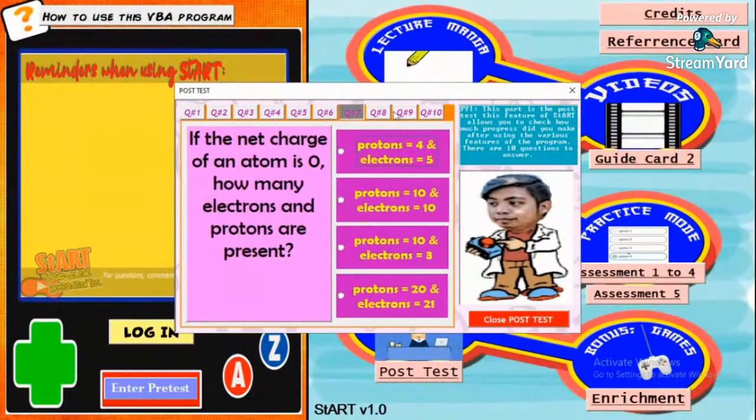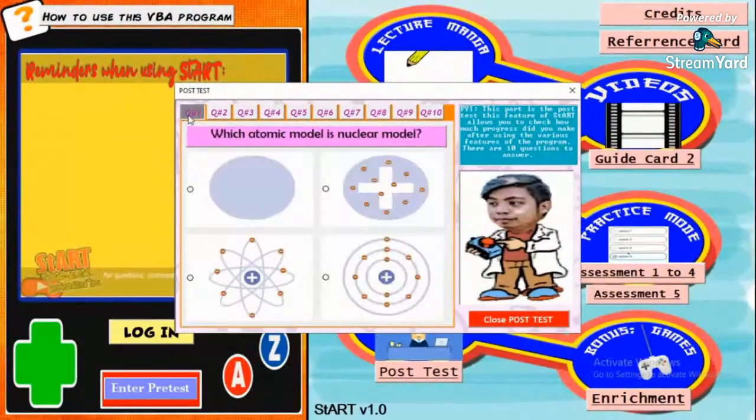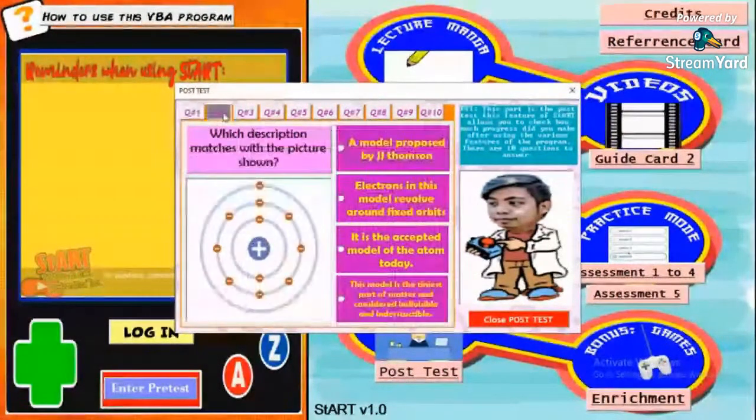Same thing with the post-test. It consists of 10 tests and they are parallel to each other. Let's say, for example, I'll answer the first one, and you will see that there is no response. Let's begin with which subatomic particle is the nuclear model? That one. Once I'm through, I'll go to number 2. So, planetary model. Okay.